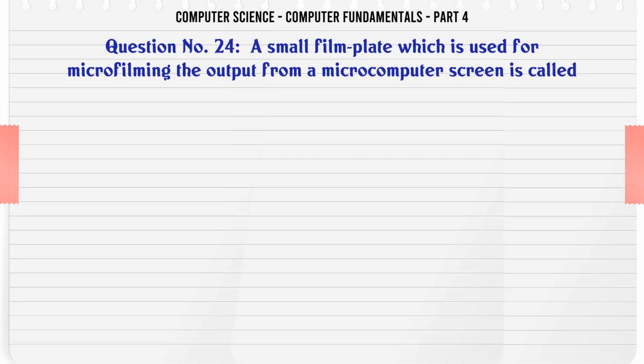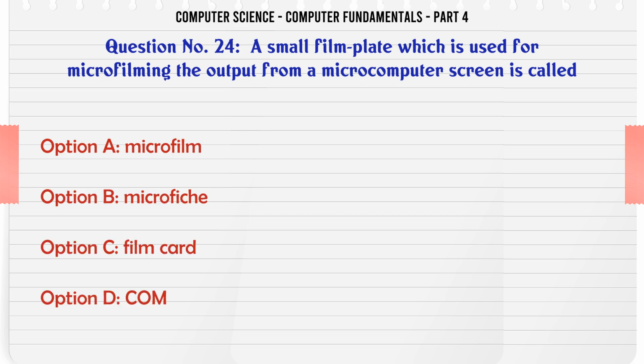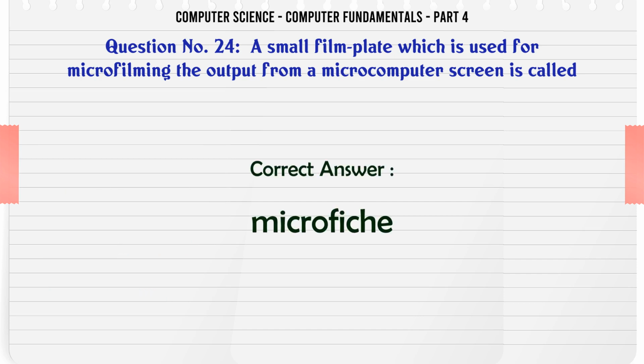A small film plate which is used for microfilming the output from a microcomputer screen is called A. Microfilm, B. Microfiche, C. Film card, D. COM. The correct answer is microfiche.